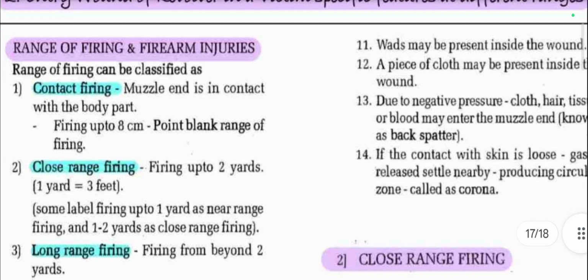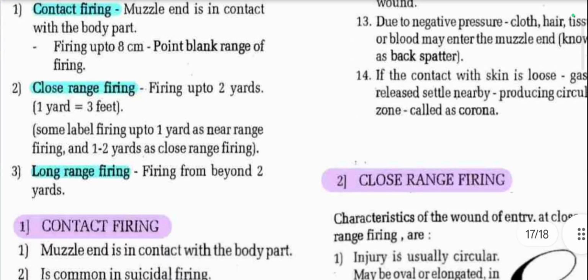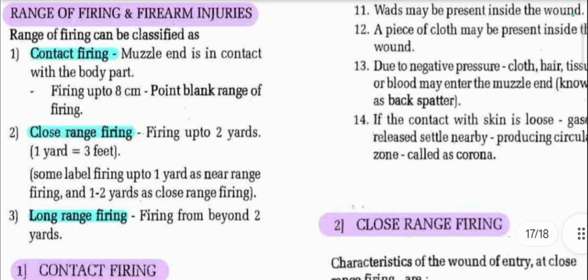Range of firing can be classified as contact firing, close range firing, and long range. Contact firing, muzzle end is in contact with the body part. Firing up to 8 cm leads to point blank range of the firing. Close range firing, firing up to 2 yards, 6 feet. Some label firing up to 1 yard as near range firing and 1 to 2 yards as close range firing. So in close range, we are going to fire up to 2 yards or 6 feet. And what is long range firing?